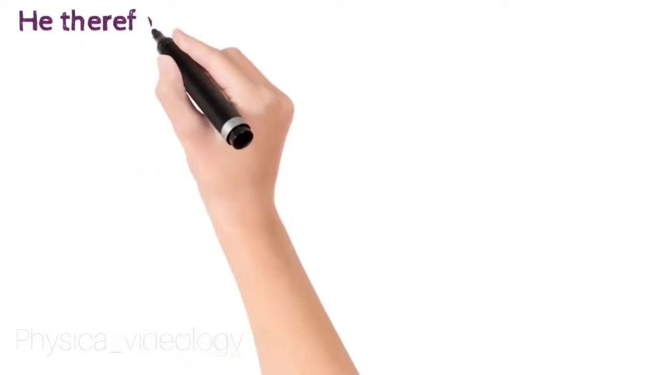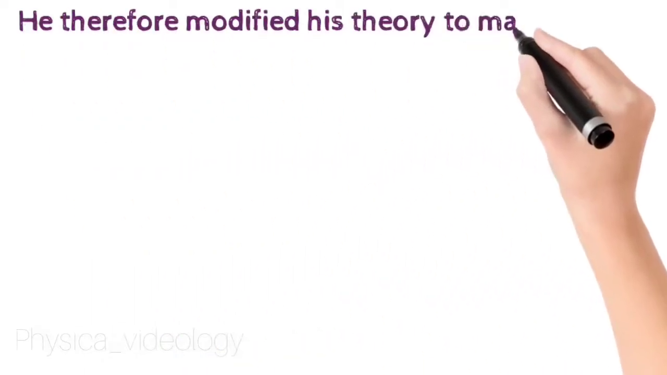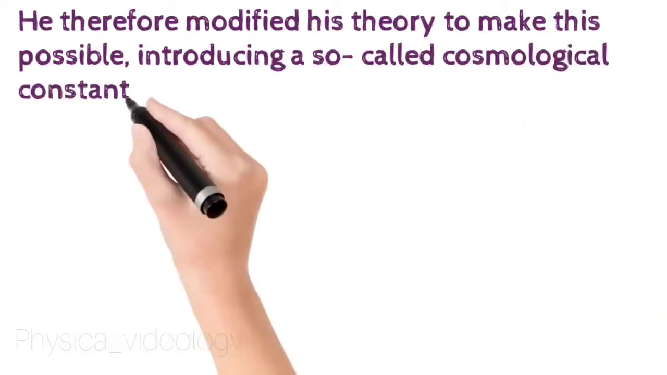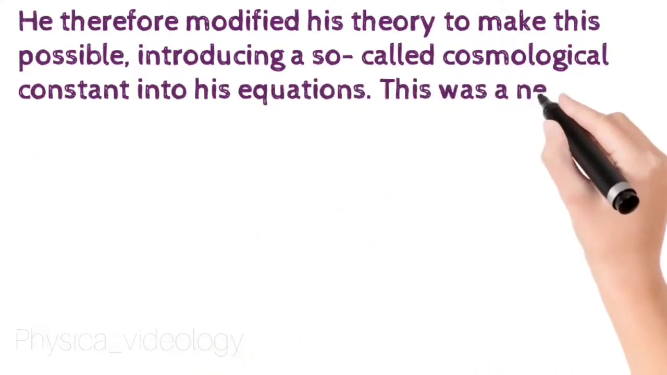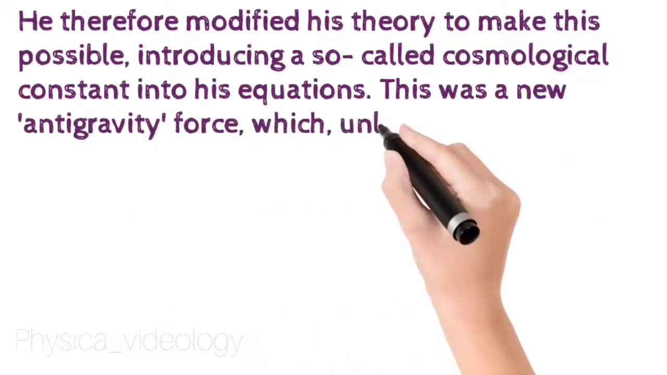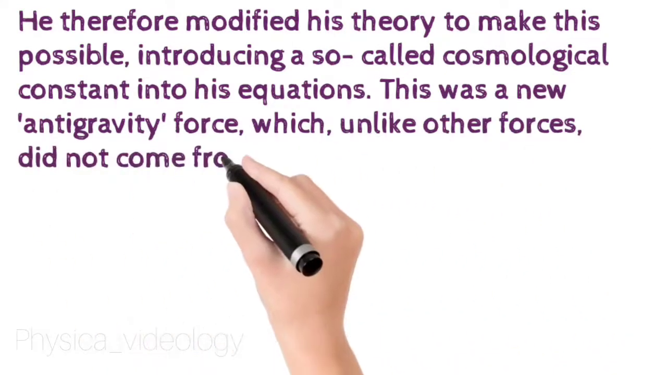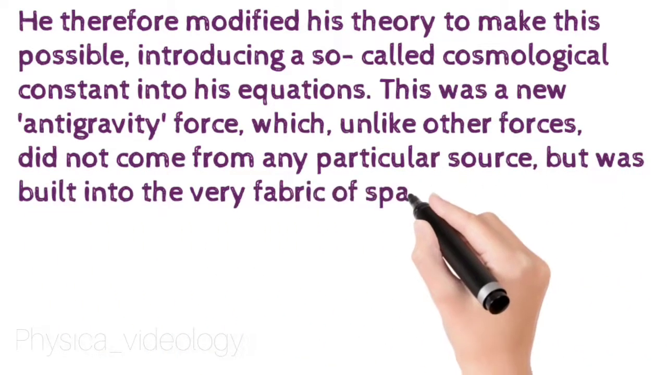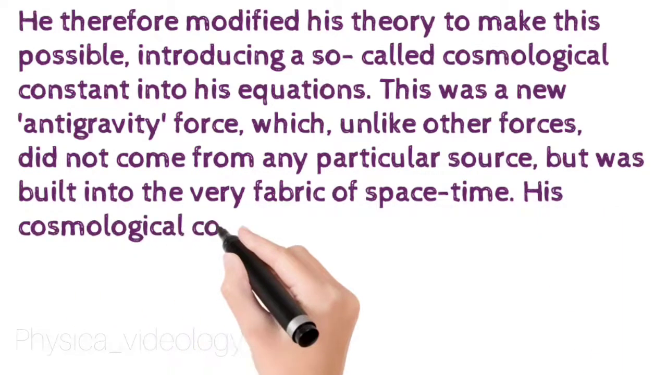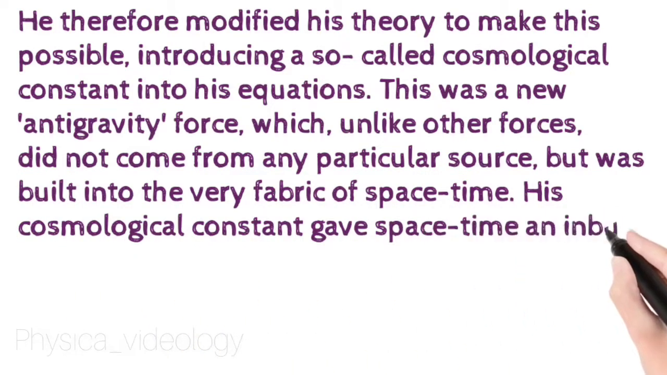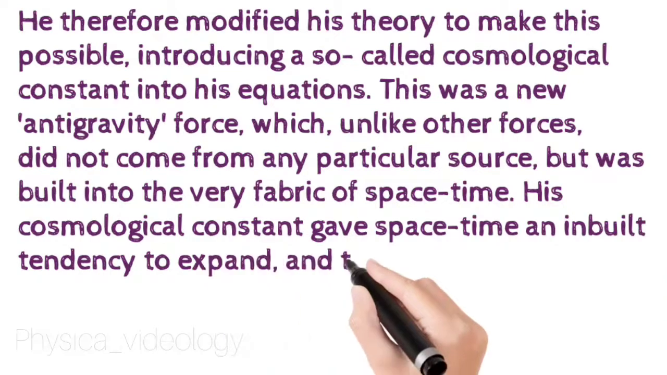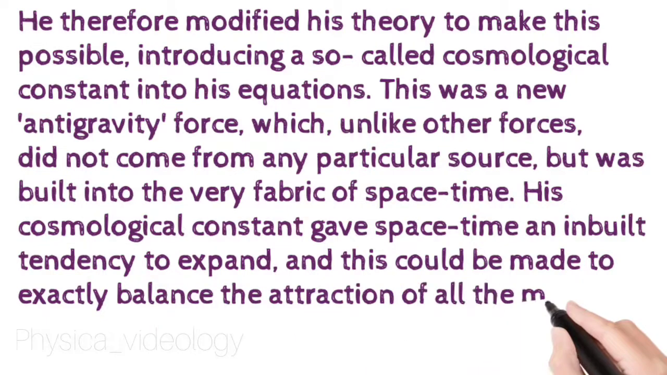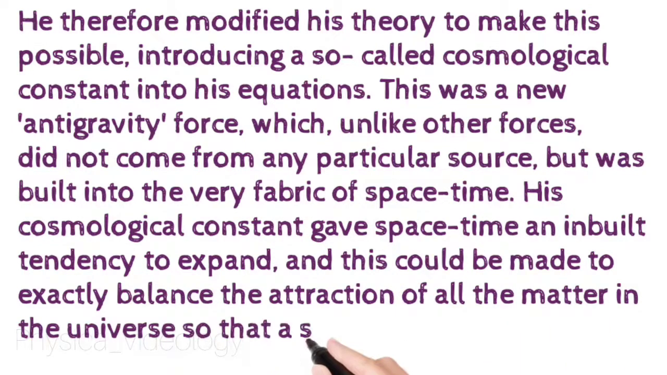He therefore modified his theory to make this possible, introducing a so-called cosmological constant into his equations. This was a new, anti-gravity force, which, unlike other forces, did not come from any particular source, but was built into the very fabric of spacetime. His cosmological constant gave spacetime an inbuilt tendency to expand, and this could be made to exactly balance the attraction of all the matter in the universe so that a static universe would result.